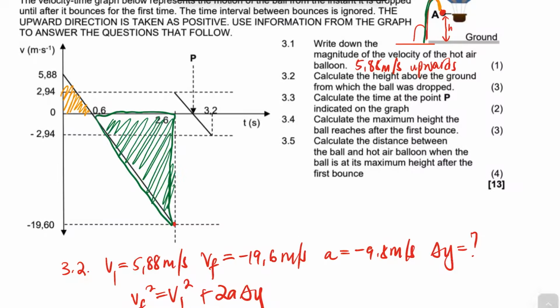Okay. 3.3, it says calculate the time at point P indicated in the graph. So the point P, it's here. We want this time from there to there, right? But at this time, guys, if you look at it, it's between the two. So we can get the difference from there to there. What is it? Between 2.6 and 3.2. What I'm going to do, I'll say this minus this, divide by 2. It will give me the difference from there to there, and then I'll add it.